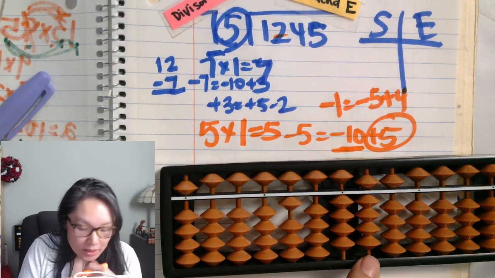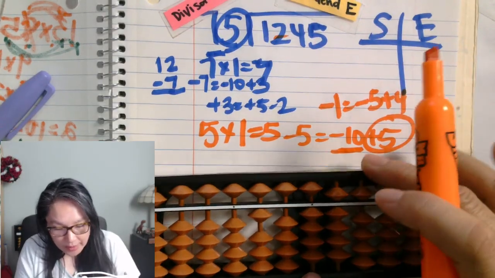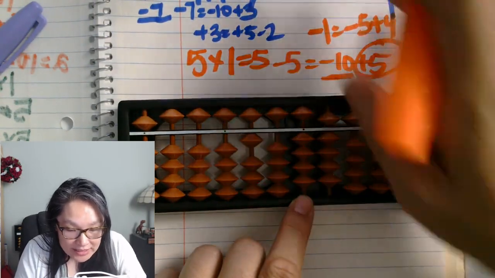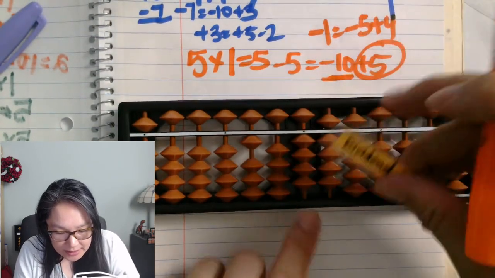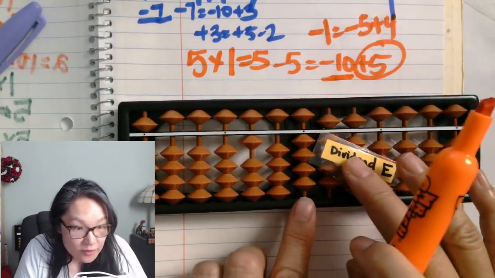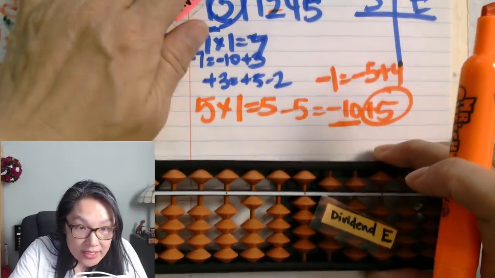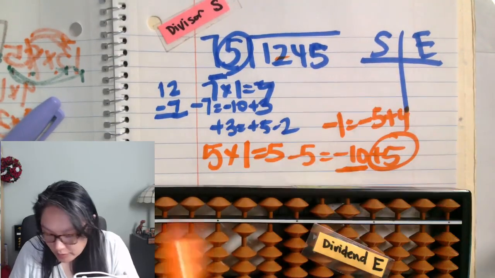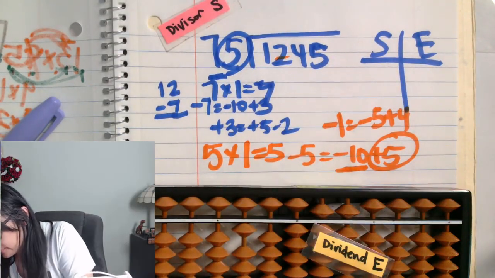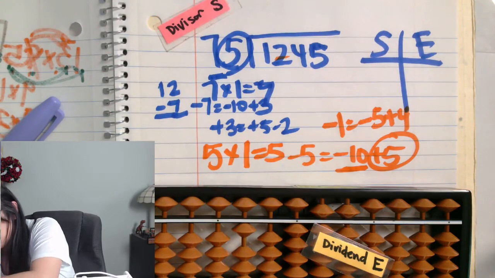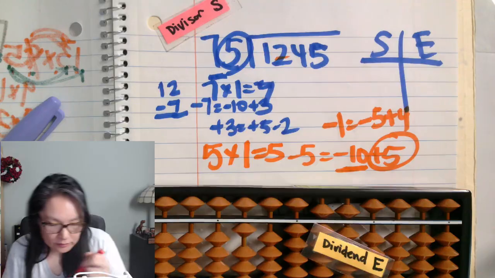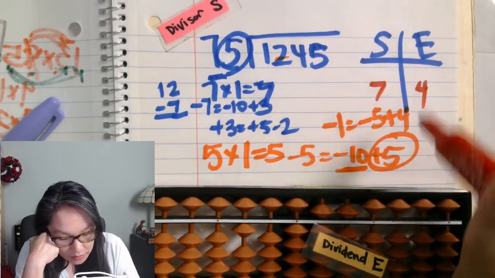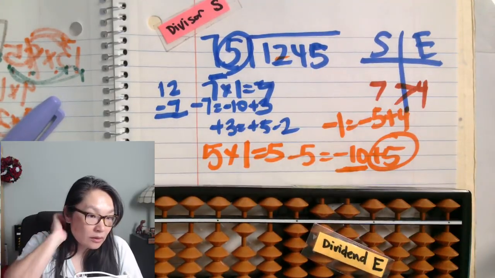Does that make sense? So now what are we going to do? We're going to compare who is bigger. 4 was our dividend, right? Now we got to look at our dividend. Our dividend is 4. And then our divisor is still 7. I'm going to change color. So we have 7 and then 4. 7 is still bigger.